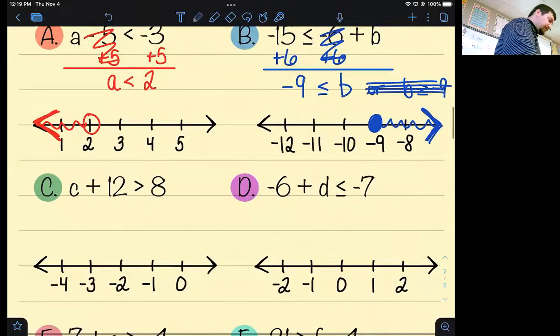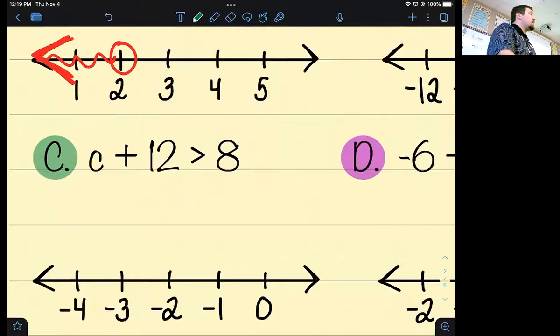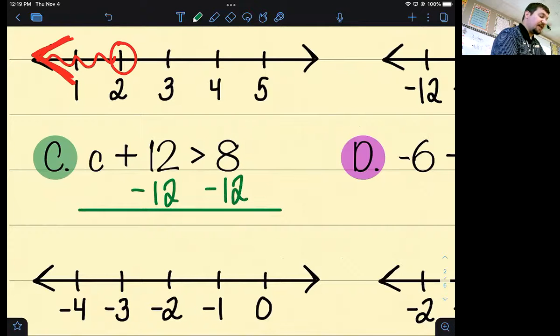Example C. C plus 12 is greater than 8. Natalie, what should I do to get rid of, well, I'm not going to tell you. What number first do I need to get rid of, so I get C by itself? Yes, and what's the opposite of positive 12? So I throw a -12 on both sides. And this means I'm going to be subtracting 12. I like to think of it as a -12 though.